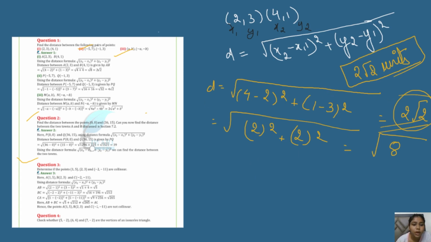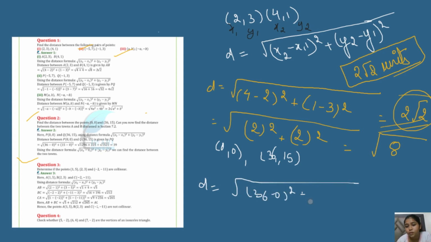Now let's move ahead with the other question. Find the distance between the points (0, 0) and (36, 15). Right, this is the given one. What you have to do now is apply the distance formula: (36 minus 0) whole square plus (15 minus 0) whole square. So 36 whole square will be 1296, plus 225.